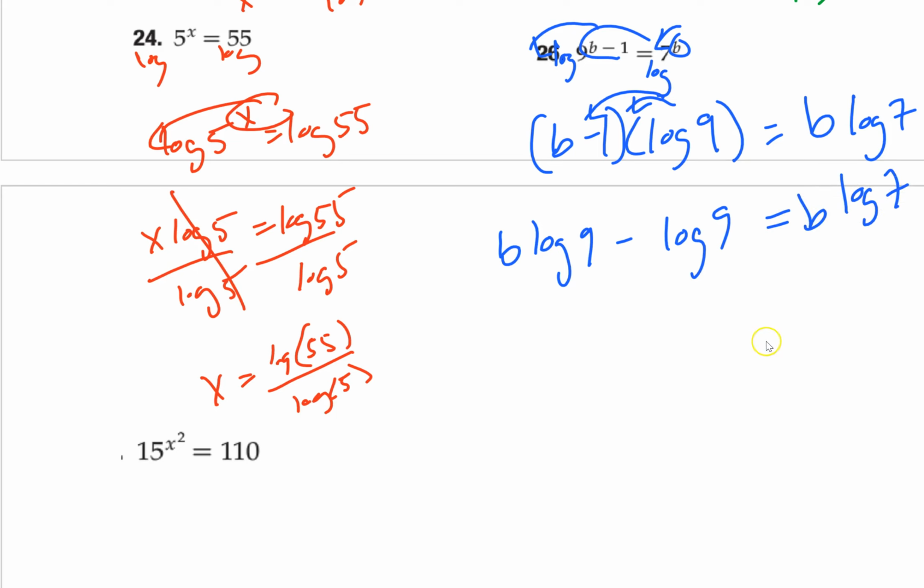What do we do next? We do the thing we always do. We're trying to solve for b, so get all the b's on the same side. So let's move this, move that. So subtract b log 7 from both sides. Add log 9 on both sides, and you're going to get this.